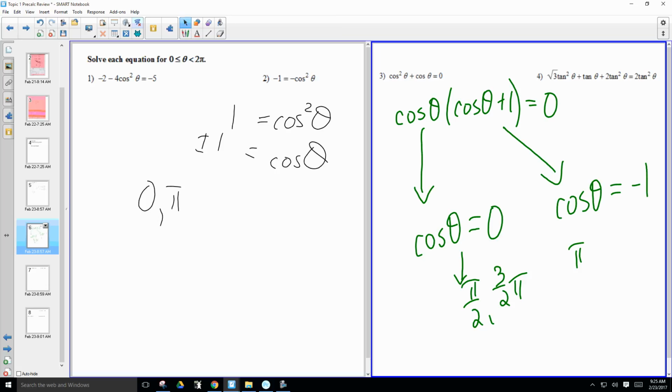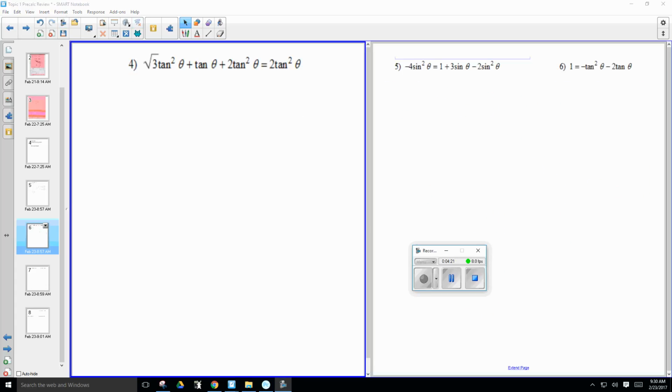The next one looks scary. Lots of numbers. Get them all on one side of the equation before you get scared. It's actually not bad. Everything on one side. So this looks all fancy at first. Subtract 2 tangent squared. And that's gone. It's not as fancy as you thought it was.